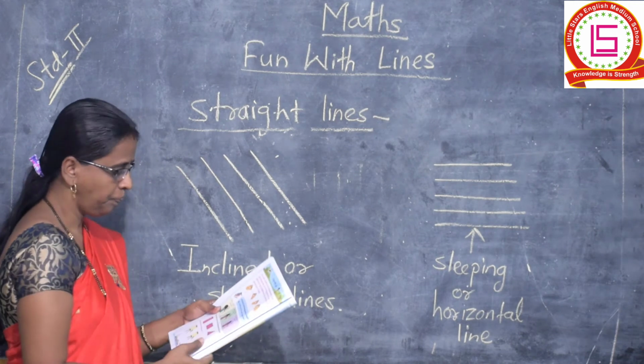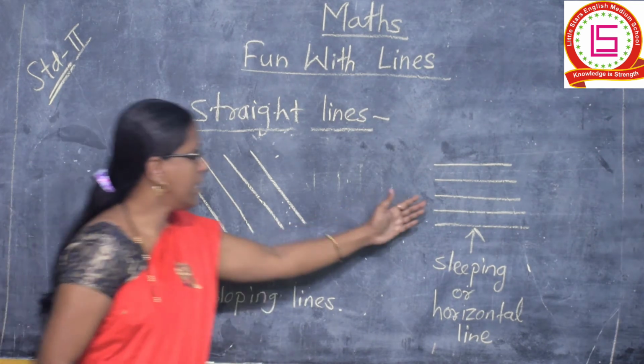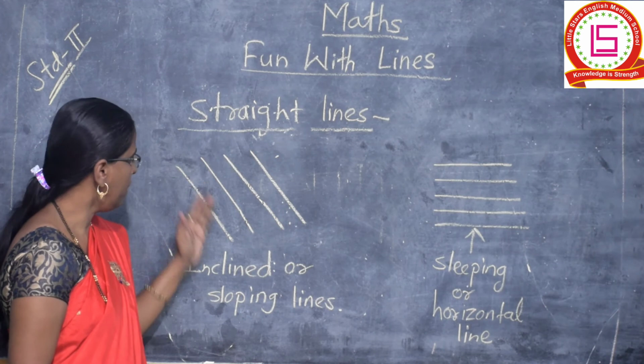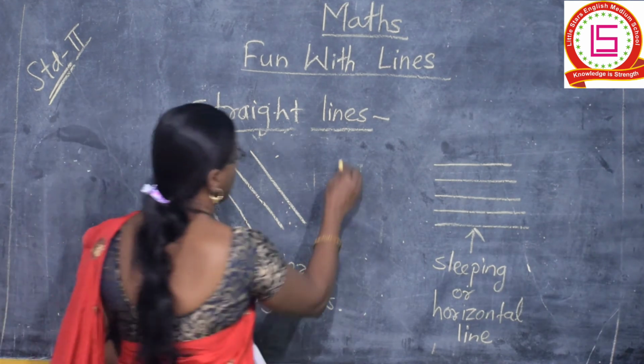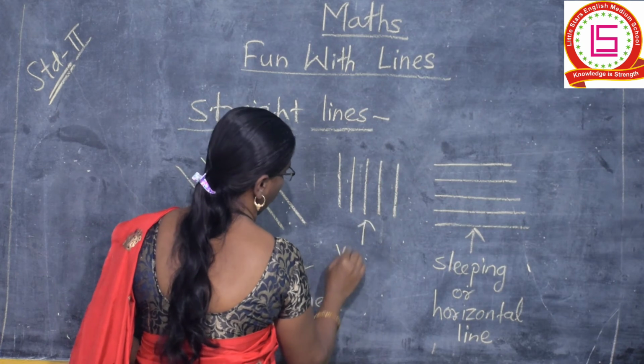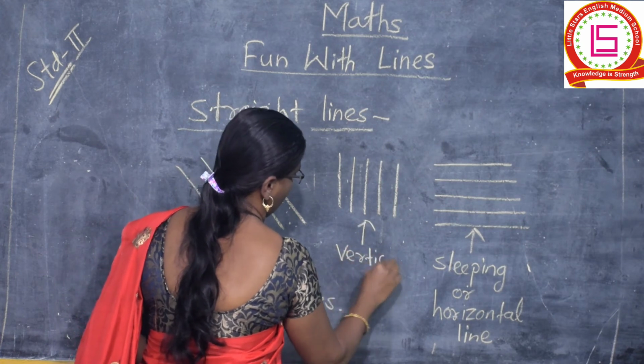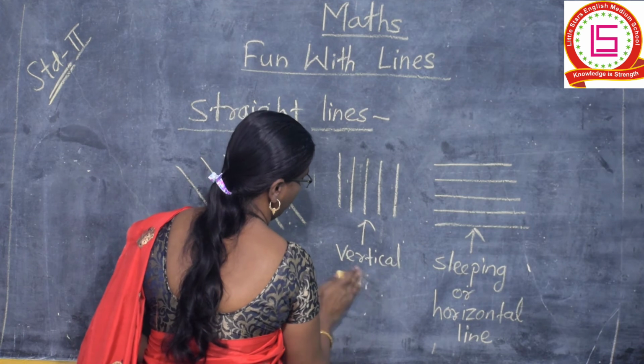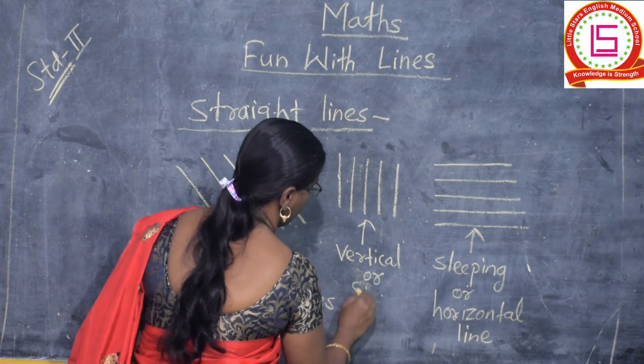Then see here, this is an inclined or sloping line, and this one is a vertical or standing line.